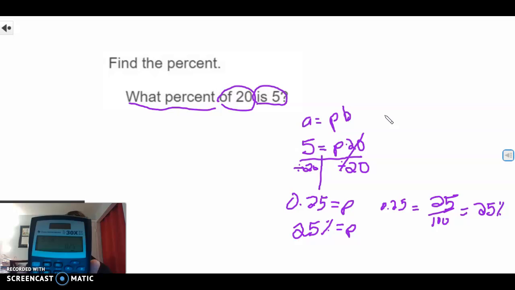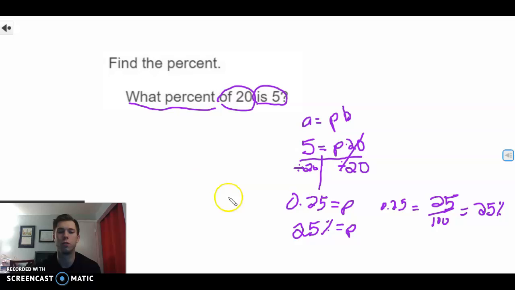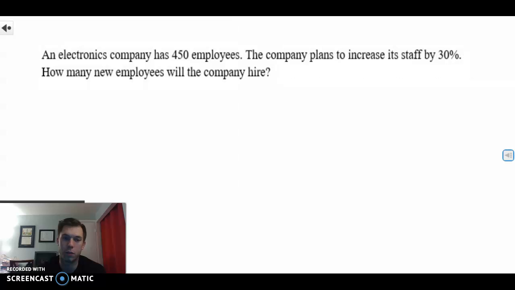When you do that in your calculator, you're going to end up with 25 hundredths, or 0.25, equals p. Once again, that has to be written as a percent because that's what we're looking for, and this is not a percent yet. To get it there, we're going to go from decimal to fraction, so 25 hundredths is written as 25 over 100, which then equals 25%. So our percent is 25%. So 25% of 20 is 5. Okay? Let's keep on going.